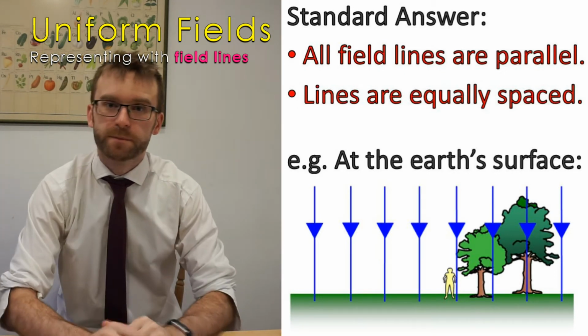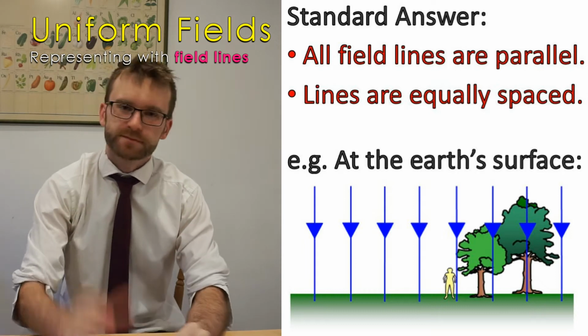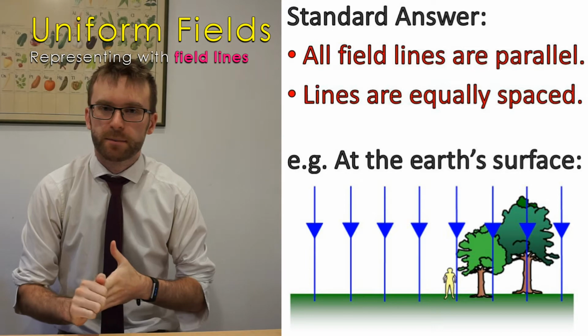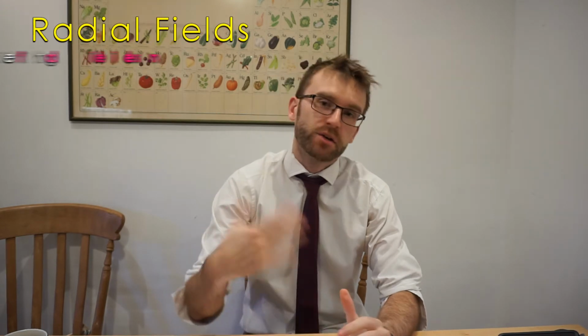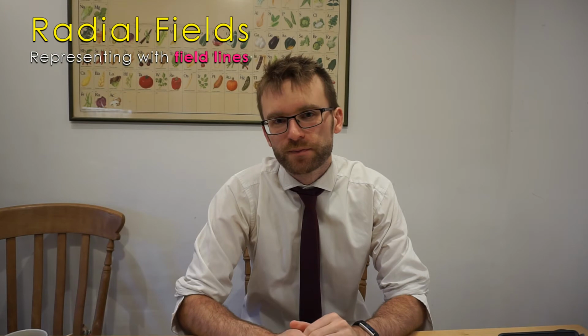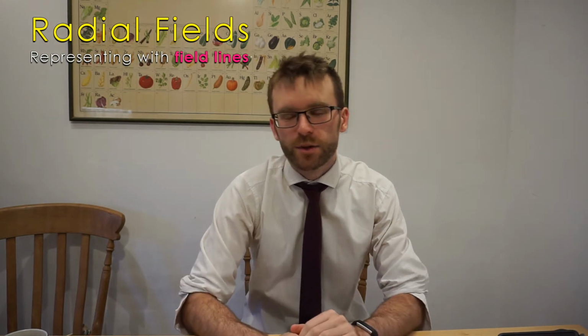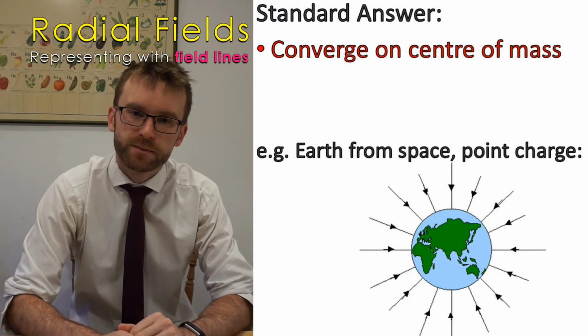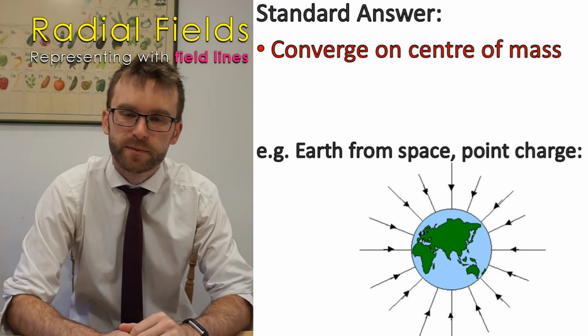Make sense so far? Uniform fields, all the field lines point in the same direction and they're equally spaced, they're parallel. That model is fine and it works on most scales that we're used to dealing with. But obviously if we're looking beyond Earth, the field isn't a uniform field. The Earth is a sphere and so it has a radial field. Take a look at the picture of a radial field. What do you notice about it?